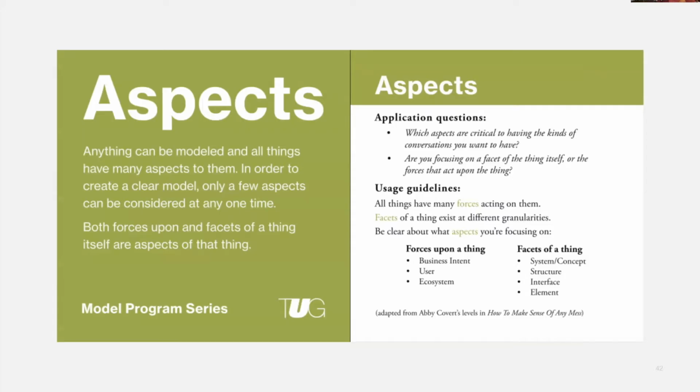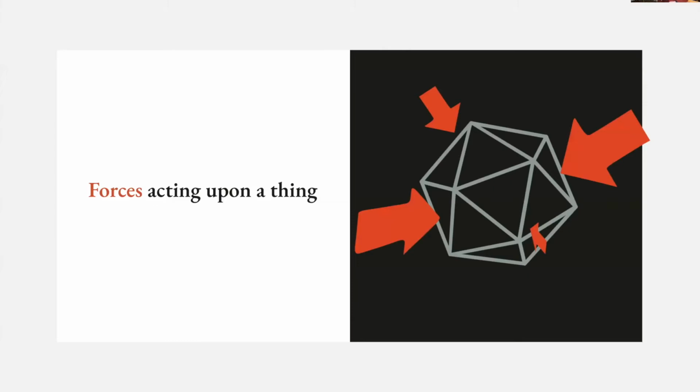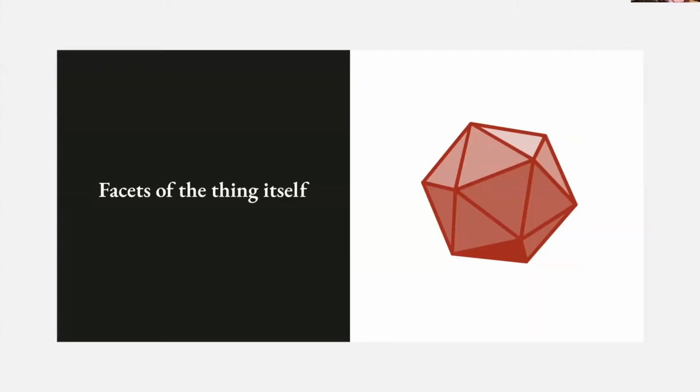We can make models for anyone. We can also make models of anything. Anything can be modeled, and all things have many aspects to them. But in order to create a clear model, only a few aspects of a thing can be considered at any one time. So I break the world of all the possible aspects of something into two big buckets. There are the facets of the thing itself, and then there are the forces that act upon a thing. If you're designing a phone, there are many things about this phone that you could model.